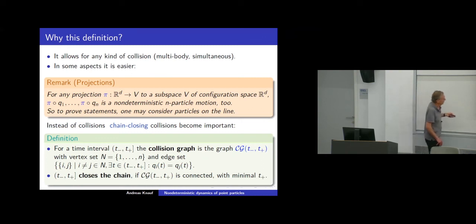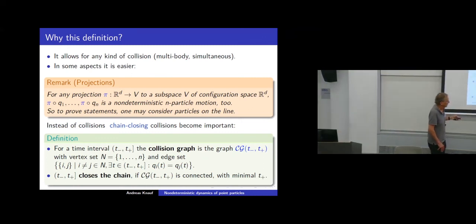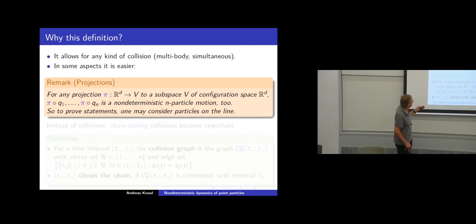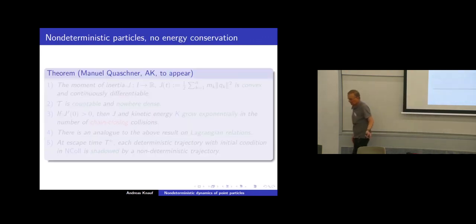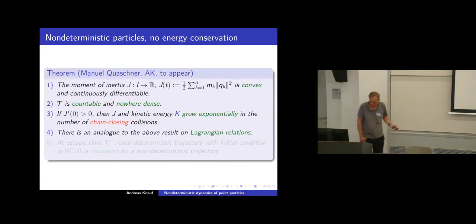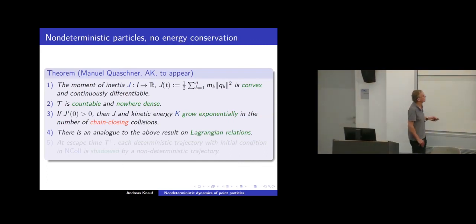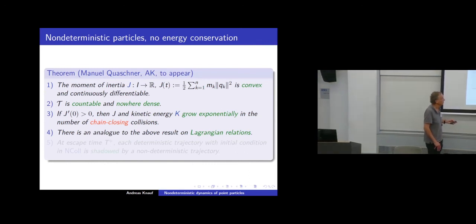And there's another thing: instead of collisions, so-called chain closing collisions are now important. Basically, I don't have time, but every particle indirectly has to have interacted with all other particles. That's a next time step. And I come to the final statement. This is with Manuel Paschner, who is just finishing his PhD with me.